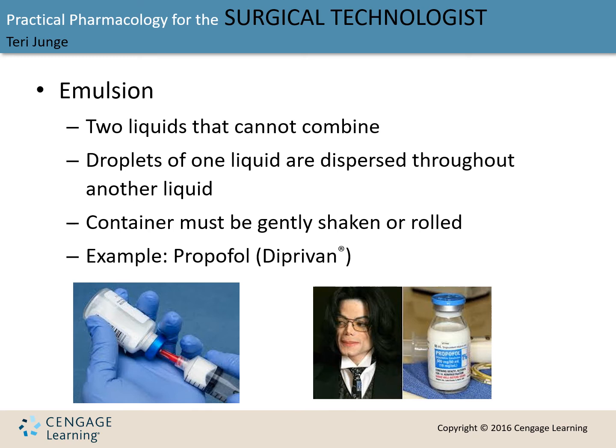Now, emulsions are two or more liquids that cannot combine. A good example that could give you a quick visual is oil and water, right? Oil and water doesn't mix, and most times they will separate out from one another, and that's called settling. So they need to be gently shaken or rolled to redistribute the liquids. And an example of an emulsion is propofol or Diprivan. You might have heard that referred to as the Michael Jackson drug.